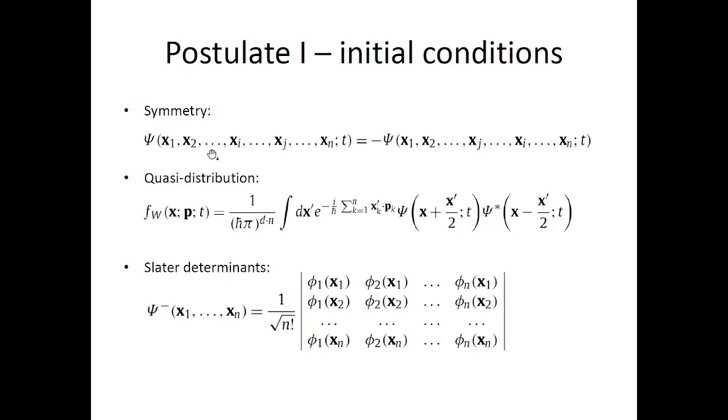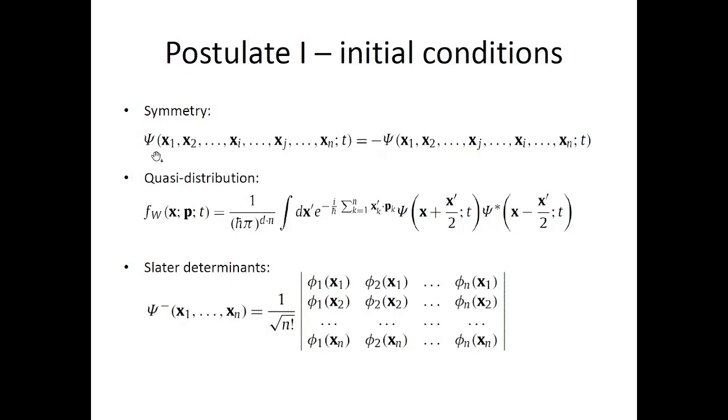So if you take the wave function at initial conditions of the system in the standard formulation of quantum mechanics based on the Schrödinger formulation, essentially if you take two of these particles and you exchange their variables, the wave function would be still the same, but with a minus sign in front of it. So whenever you exchange a couple of variables, you will change the sign of the wave function.